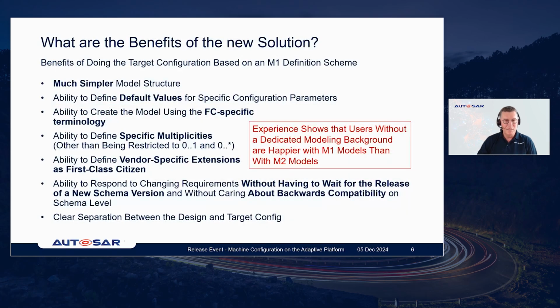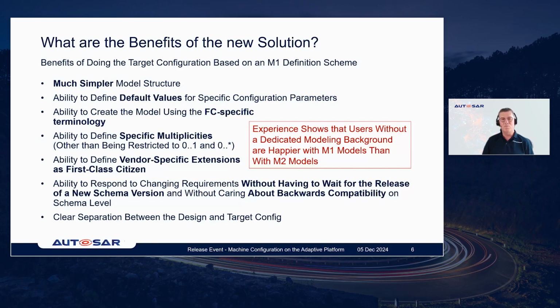So to summarize, the benefits that we get from the new approach. I already mentioned the model structure is much simpler. We also have the ability to define default values, as explained in the sketch from the previous slide. Function cluster specific terminology can be applied much more easily because we are no longer limited to the existing model elements on the M2 level that are used for a specific purpose. That's called a pattern, which we typically use on the M2 level. Multiplicities, as already explained, are no longer a problem, so they can be chosen arbitrarily.